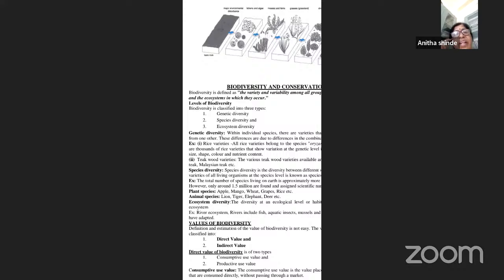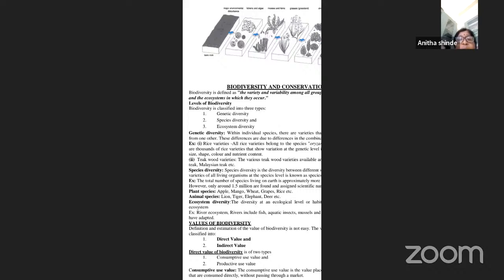For example, there are different rice varieties and tea varieties. Then species diversity talks about the diversity between different species, like apple, mango, wheat, grapes, and rice, both plant species as well as animal species. Then ecosystem diversity is the diversity at the ecological level or habitat. For example, a river ecosystem has river fish, aquatic insects, mussels, and all those things. So these are the different levels of biodiversity.